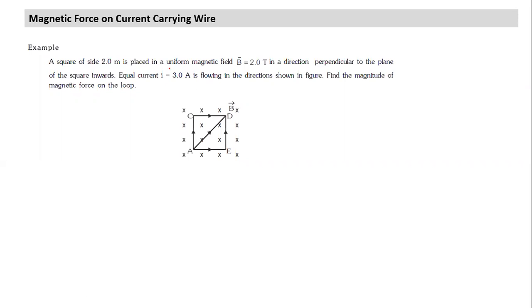First thing I notice in this case, it is placed in a uniform magnetic field. If it is a uniform magnetic field, I can replace any conductor by an equivalent length, the resultant length. The direction is perpendicular to the plane of the figure. Current is flowing. Okay.